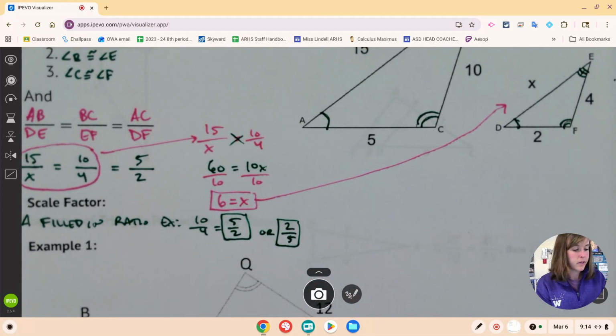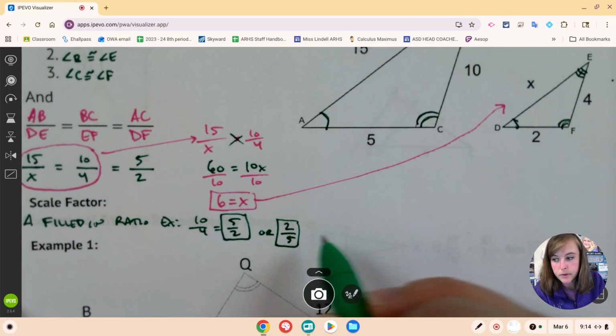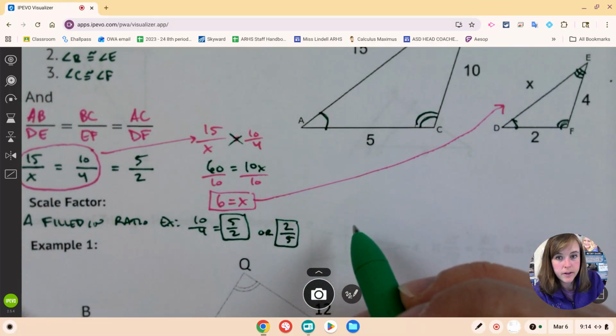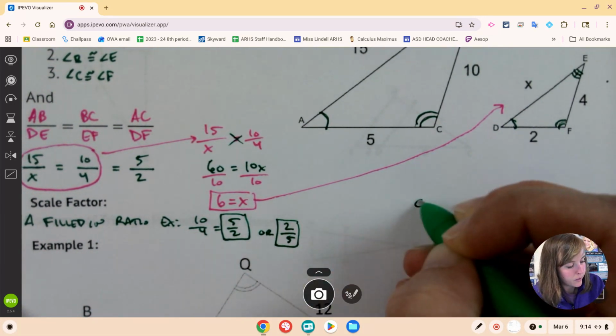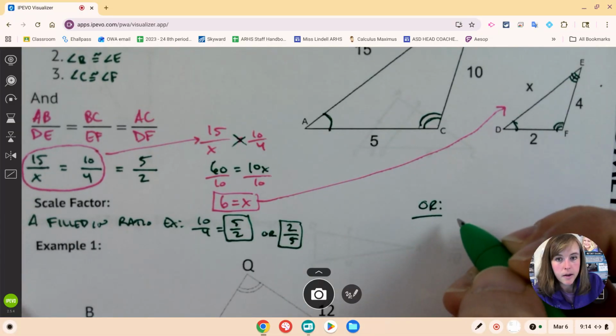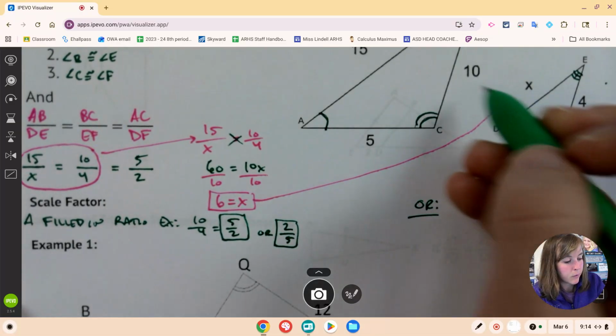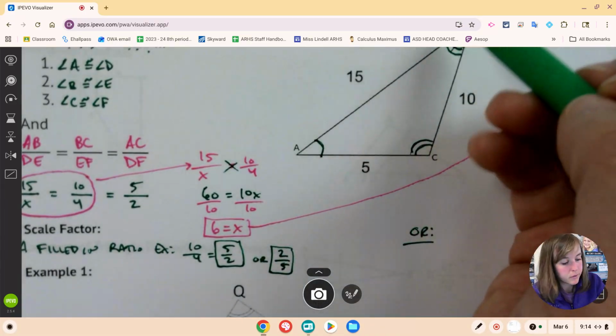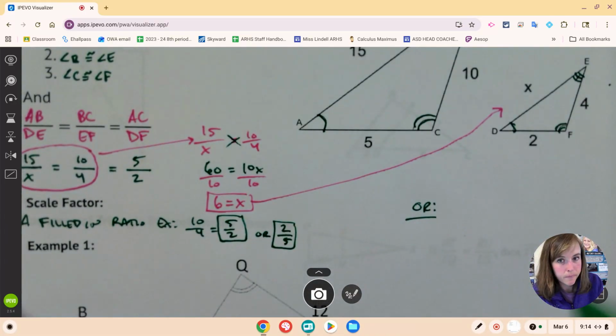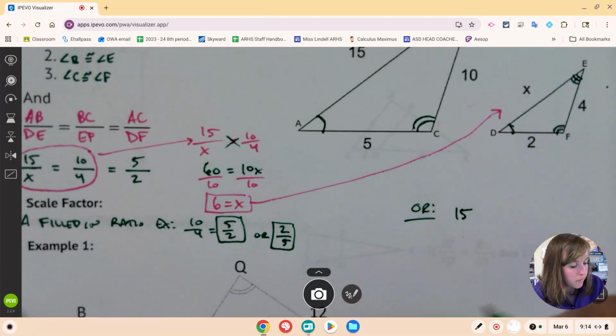So it really depends on what you're trying to do. What you would want to do if you were going to solve for the missing side using the scale factor is, so we'll kind of go the other way that we could solve this. You take the side that goes with it that you know. So like since I'm trying to find DE, I would use AB because I know those go together. And then you multiply it by the scale factor.